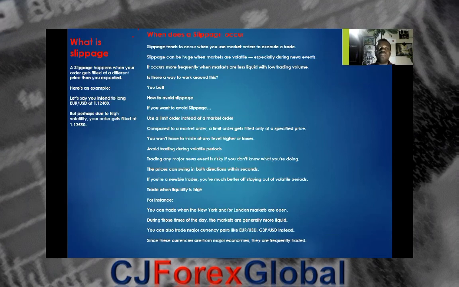We have what we call slippage. Slippage happens when your order gets filled at a different place than you expected. Here is an example. Let's say you intend to long. When you hear long, you intend to buy, but perhaps due to high volatility, your order gets filled at a different price. So now you see when the spread became wide, that is called widening your trade. So you can go and do more research on slippage.